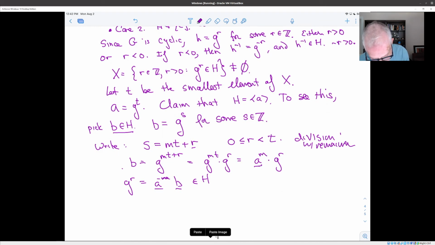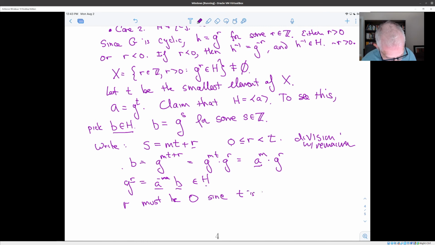Well, what have we got? We've got a power of g in H, and that power is bigger than or equal to 0 and it's less than t, but t is the smallest positive integer for which some power of g belongs to H. So r cannot be bigger than 0, because if it were bigger than 0, it would be smaller than t and it would belong to X. So r must be 0, since t is the smallest positive integer with g to the t in H.